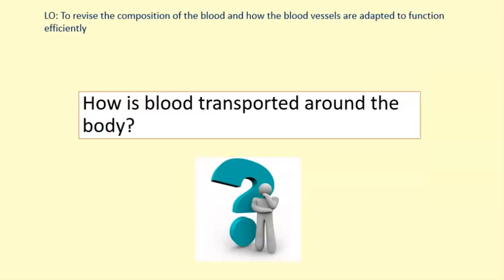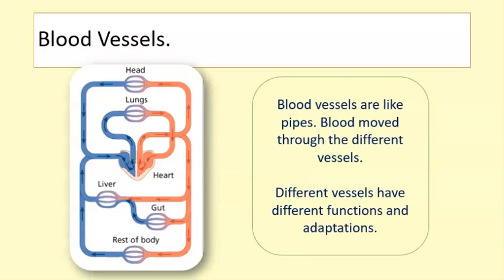Okay, moving on then. So we're now going to think about how blood is transported around the body. We've talked about and revised what is in the blood. We're now going to talk about how it is transported around the body. So it will be pumped from the heart through different vessels that you do need to know about. So here is a very simplified diagram of what our bodies are like. You can see in the middle here is the heart. Now from the heart, blood will be pumped away and it will go to the liver, to the gut, to other parts of the body.